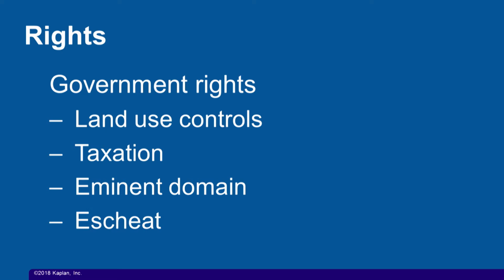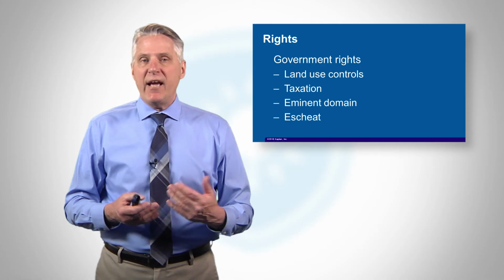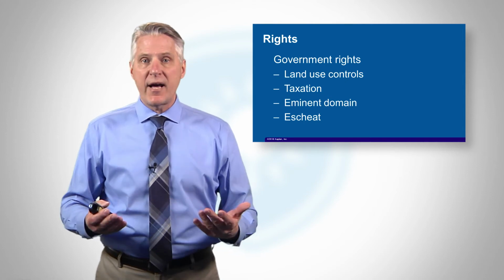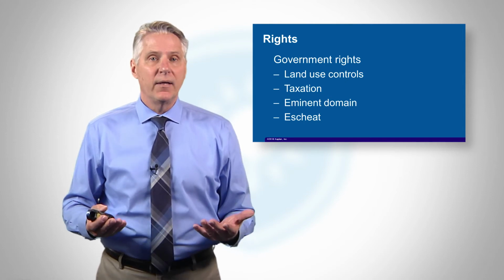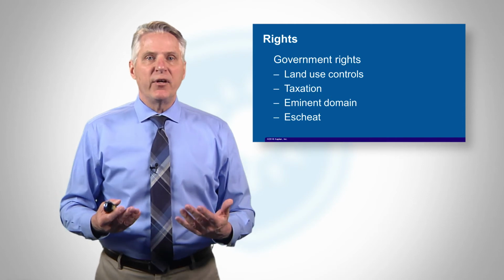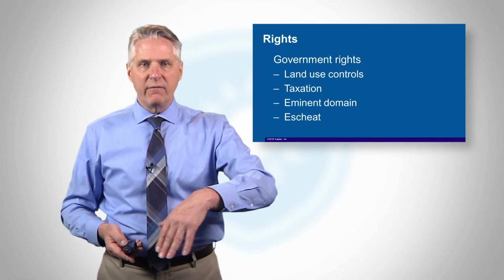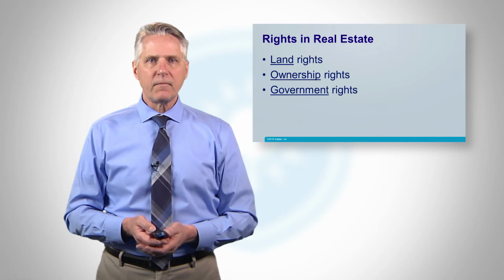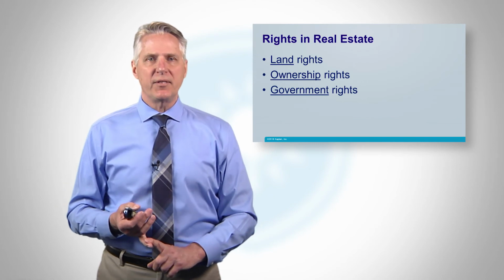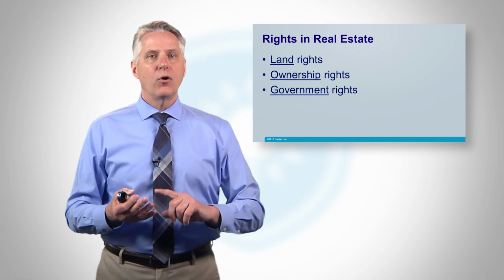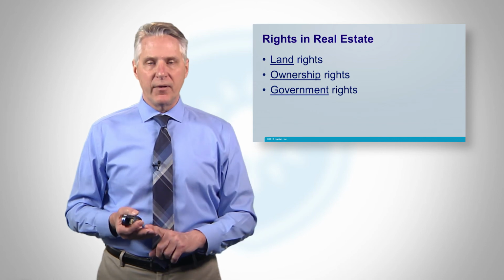And the fourth government right is a reversionary right called escheat. That's when we can't figure out who owns the property. Somebody dies without heirs and they didn't leave a will. And the government's reversionary right is the right of escheat. It'll actually revert back to the government. So once again, rights in real estate: land rights, ownership rights, and government rights.